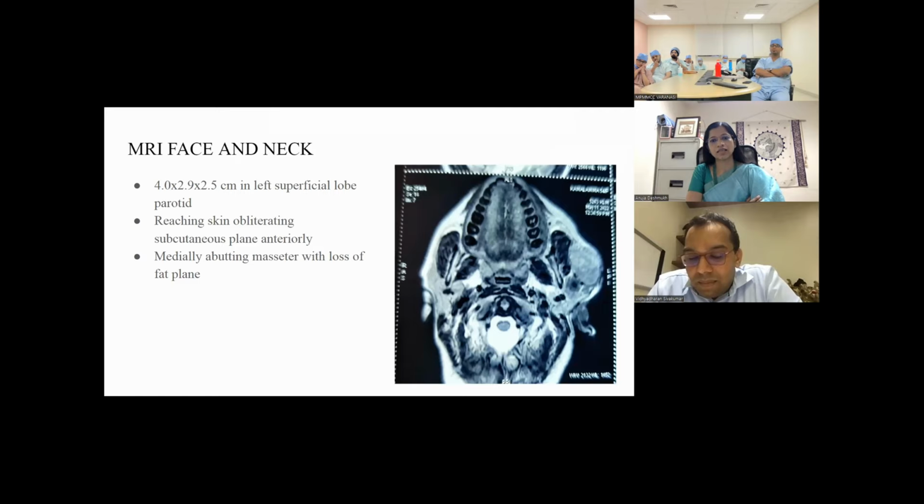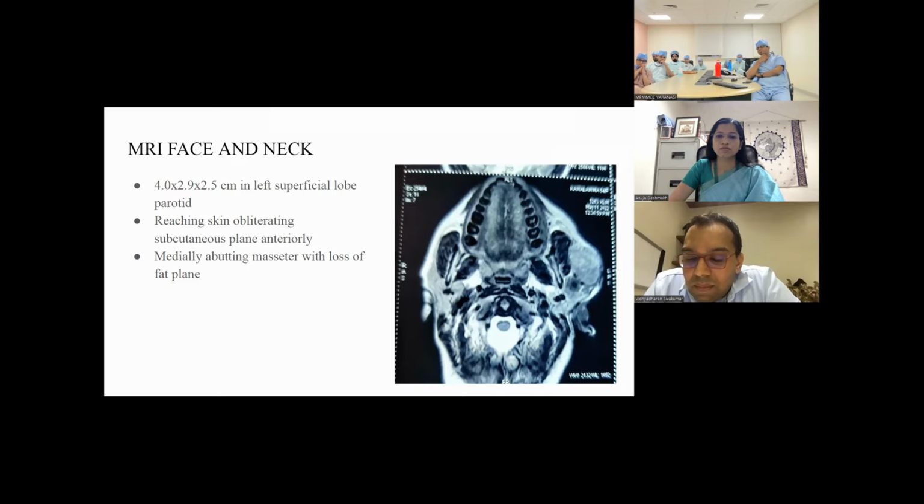So I got the plane, using magnification, above the buccal branches where the tumor was stuck. I could take it out, but I was not sure that this margin is good enough. In that case, we have the option of giving post-op RT, ma'am, for a close margin. So what will you do? Will you take a margin of the nerve? I might take a close margin and offer the patient post-op radiotherapy and preserve the facial nerve.